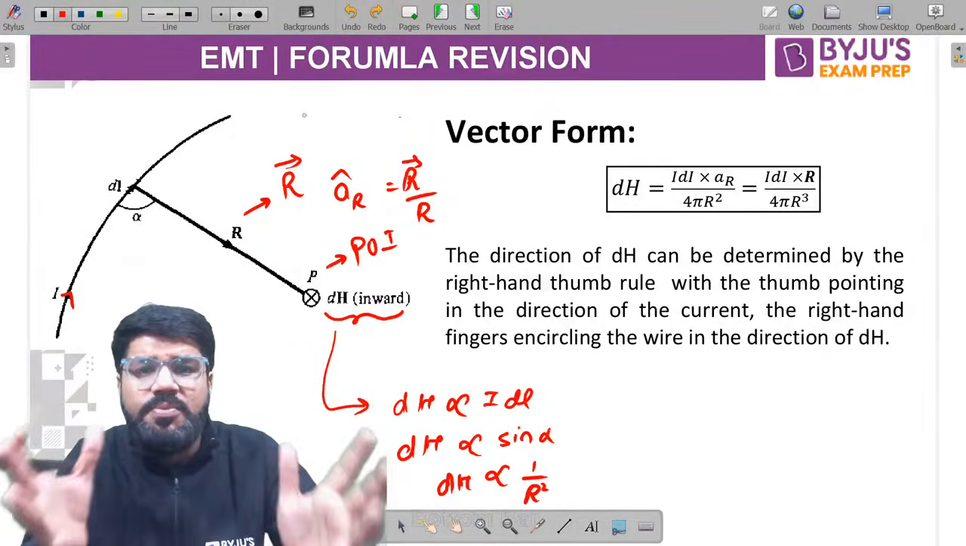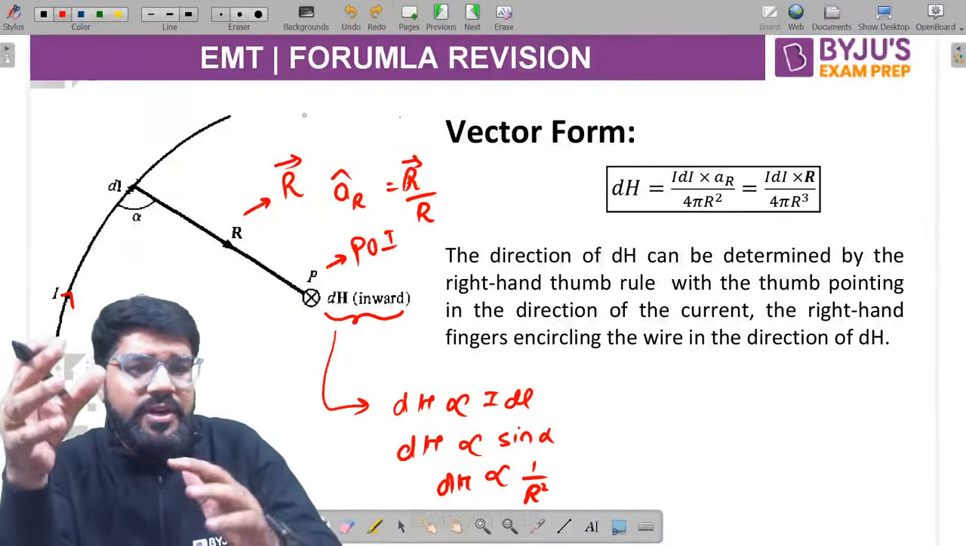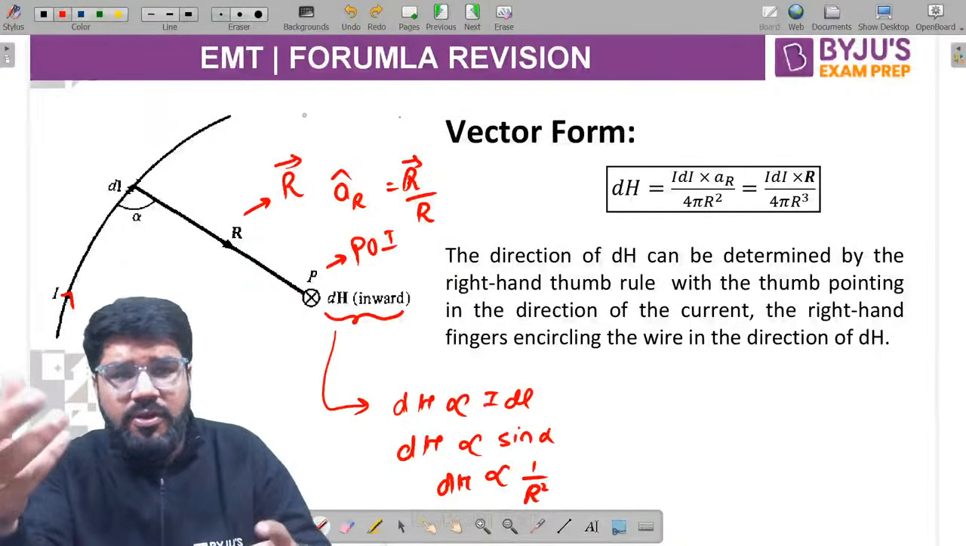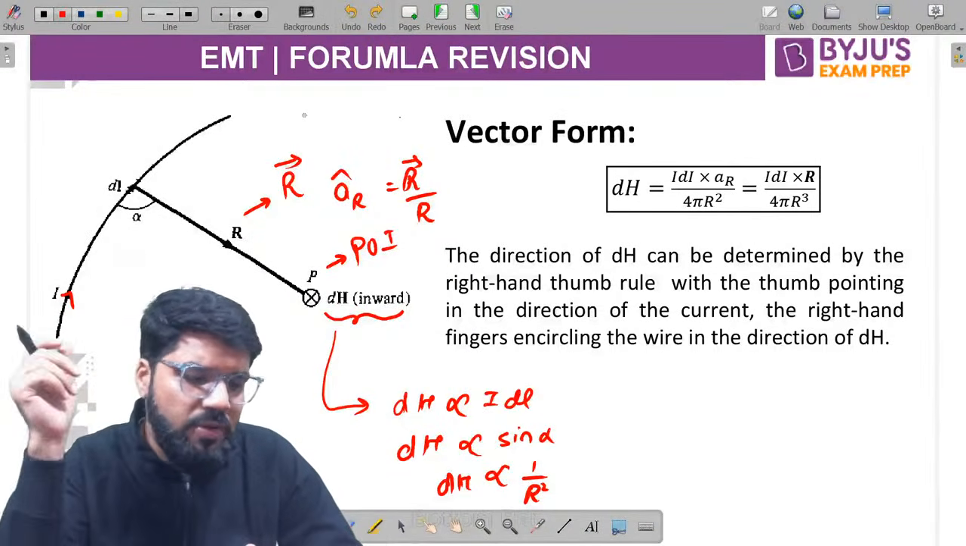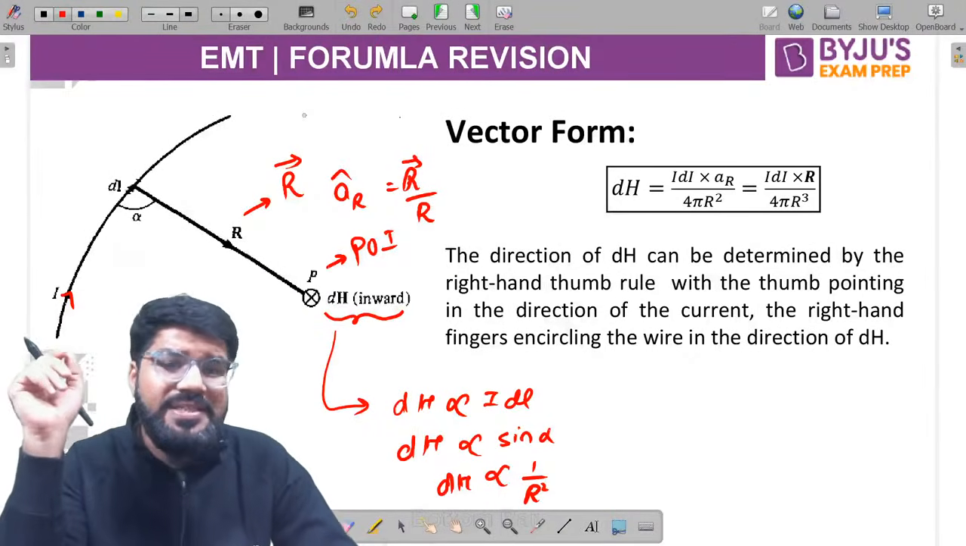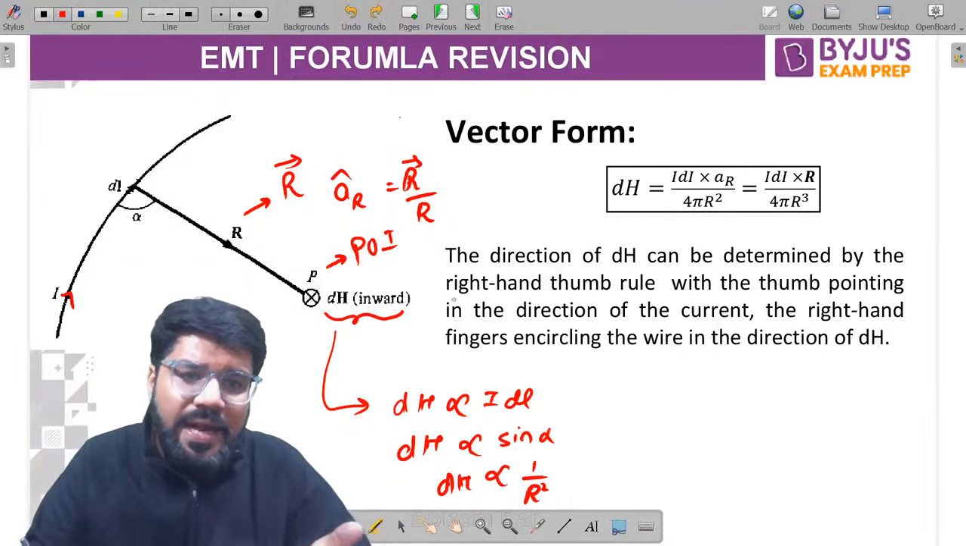Now since cross product is involved, how do you find the direction? This is just the beginning of the Biot-Savart law. We will see the formulation of the magnetic field of different sources due to the Biot-Savart law or Ampere's law. Ampere's law will also come, and we'll brief those formulas as well. But since cross product is involved, what is the direction? It is given by the right hand thumb rule.